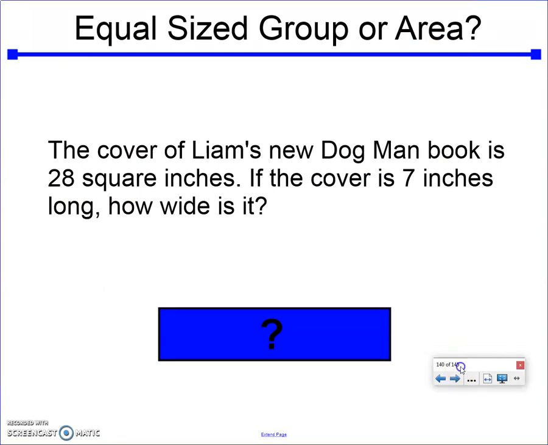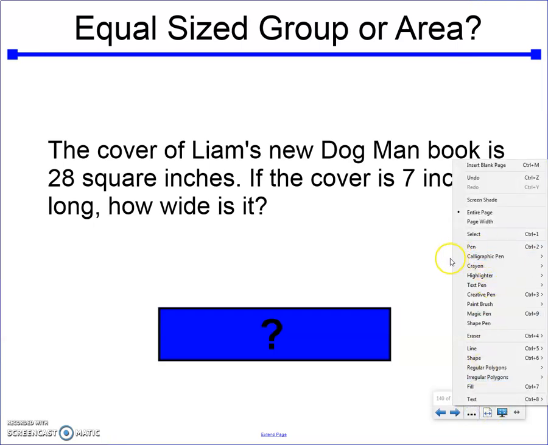So 3rd grade, now that we have looked at the similarities and differences between equal-sized group and area division story problems, we're going to look at some story problems and you're going to decide, are these equal-sized group or area problems? Here's the first problem. We're going to do this one together. The cover of Liam's new Dog Man book is 28 square inches. If the cover is 7 inches long, how wide is it?